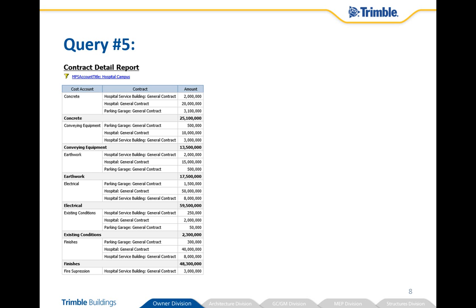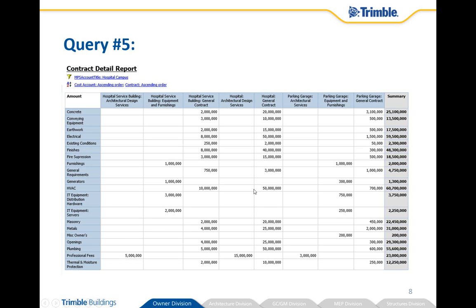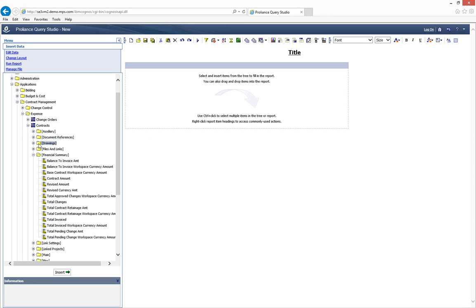Okay, last up, we have another contract report, but in this case, it's going to show how to hook into the budget and cost system in Proliance, or that BCM engine. So in this case, I'm showing a cost account oriented report by contract, and then what I'm going to finally do is pivot this so that I can see my list of cost accounts down the left-hand side, and then all my contracts along the top as columns rather. And then I can see how each of my cost accounts is being applied in various contracts. So let's jump back into Query Studio and we'll see how to get this one done.